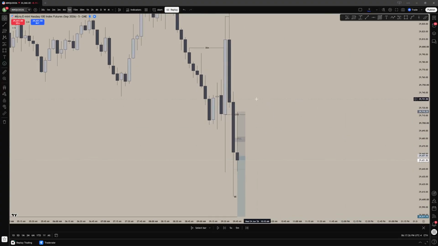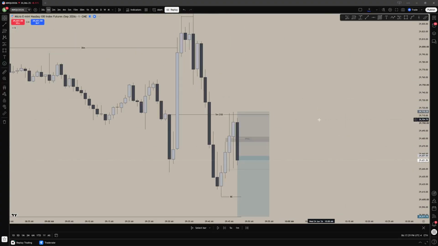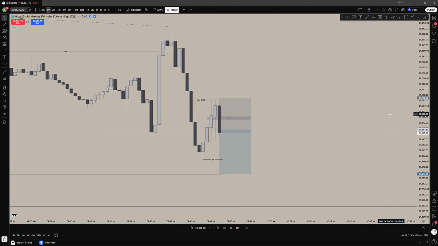One, we're bouncing off this change in state. We also rebalance this range, and we have a change in state delivery. So knowing this, and also after the amount of displacement we just had here, I know this is going to be a breakaway gap.